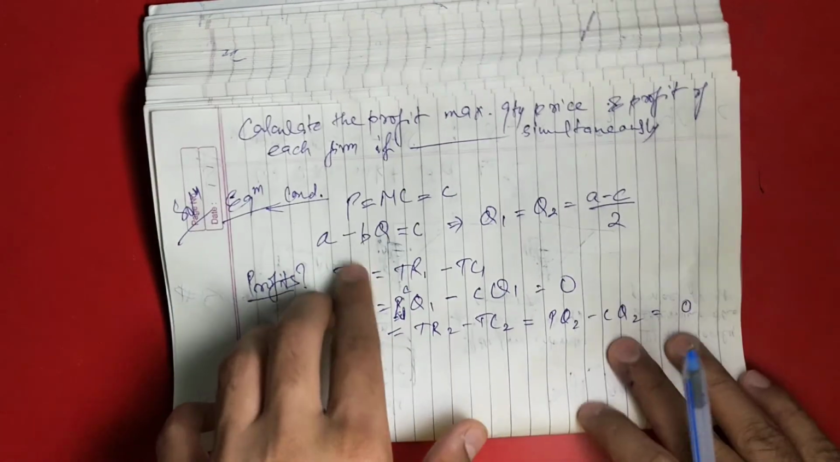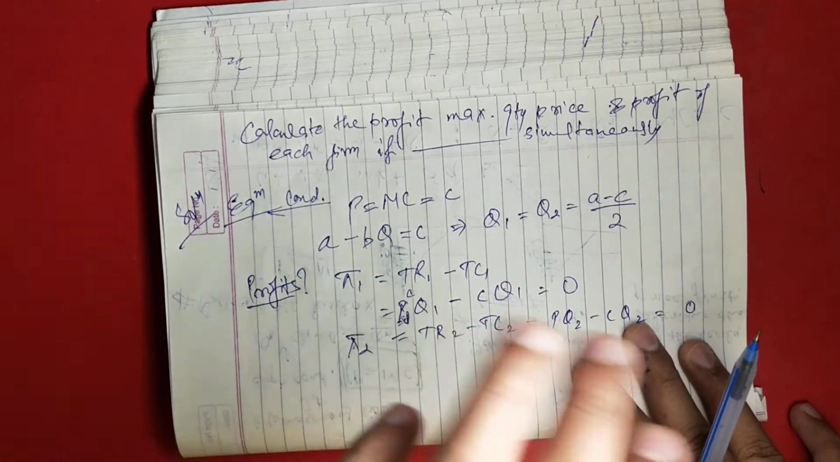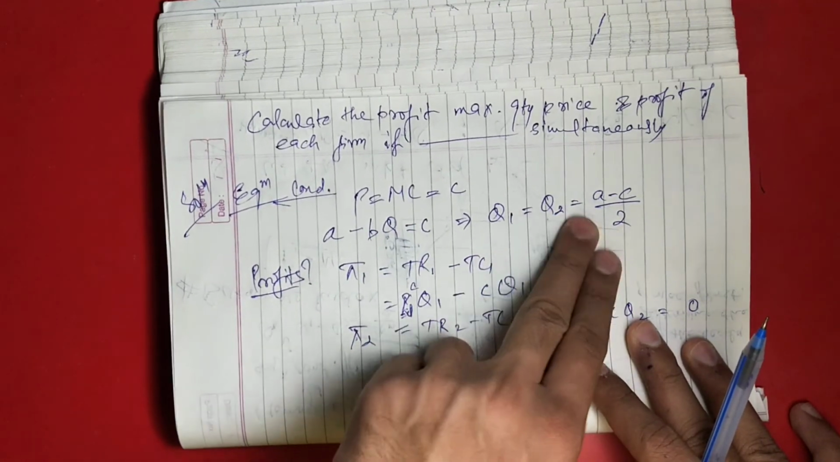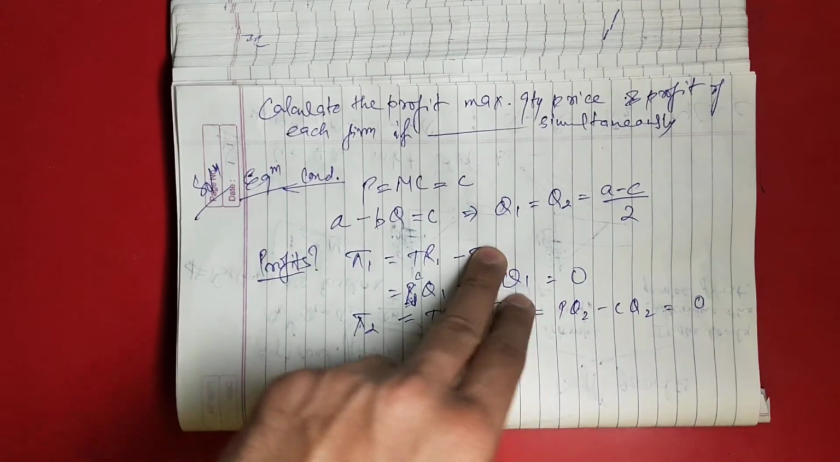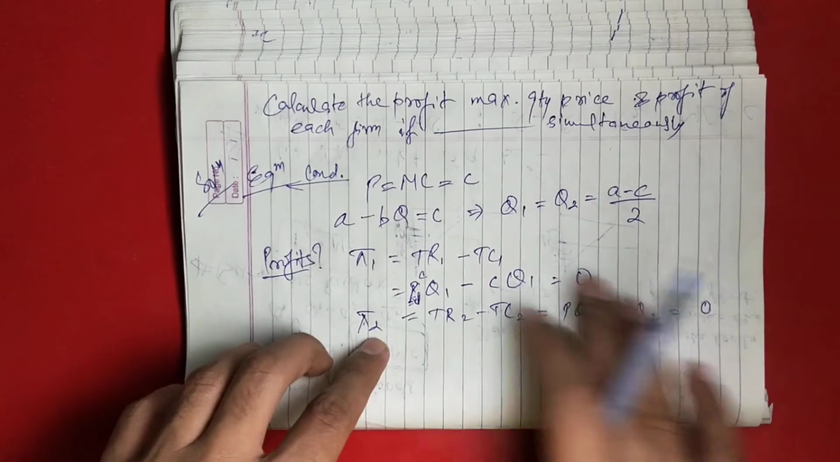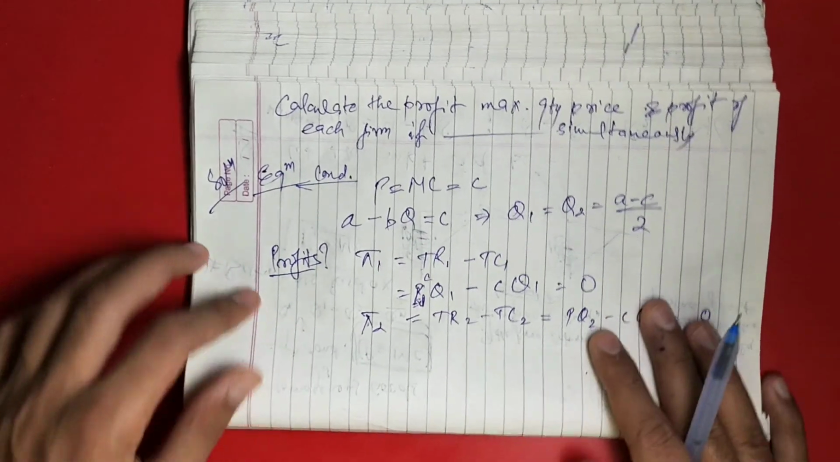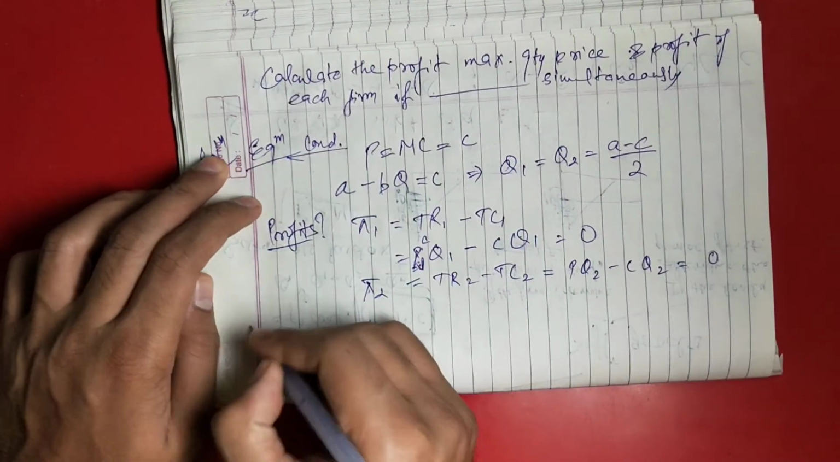So this was the different approach I used: P is equal to MC is equal to C, and I know the theory that it will always be equal, so I directly wrote the answer. Otherwise you can also solve it through the reaction curve, and the answer will be the same. So profit has come to 0. Now we will move on to the next question.